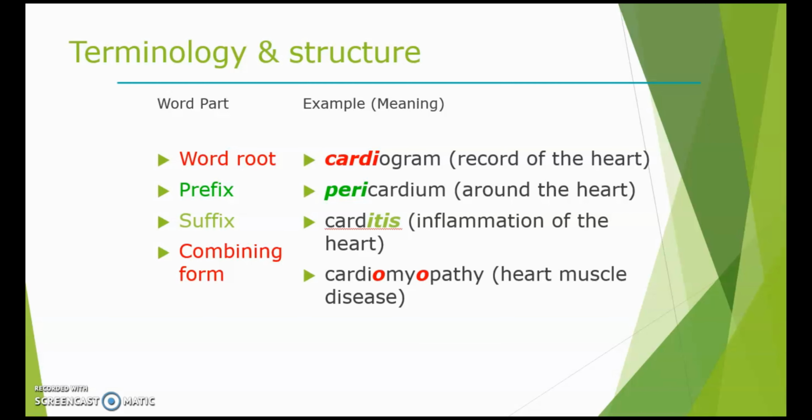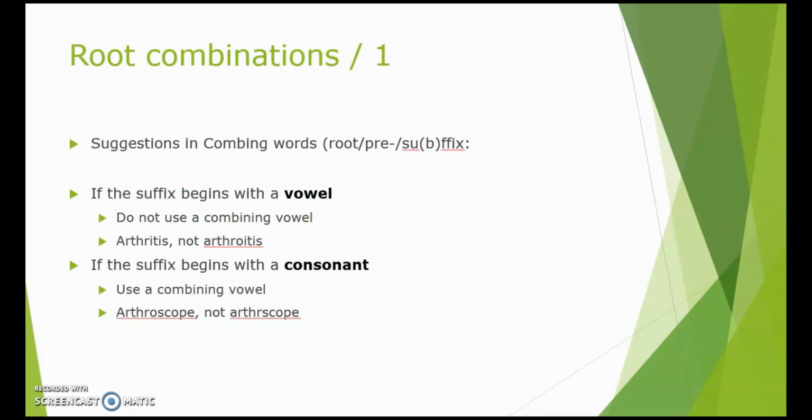Suffix, carditis, inflammation of the heart. And finally, combining form, cardiomyopathy, heart muscle disease. Now, you might see here that there are vowels that connect the terms, that connect prefix, root, and suffix, okay? And those vowels are in themselves containing several phonetic rules, but for now, I would like to focus only on the basics. Some suggestions, okay?